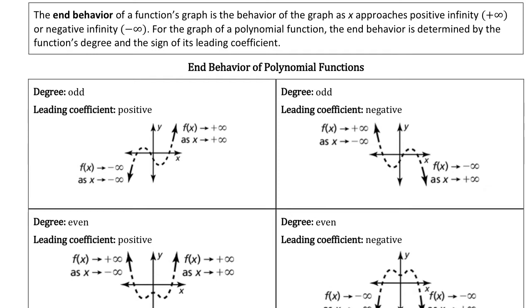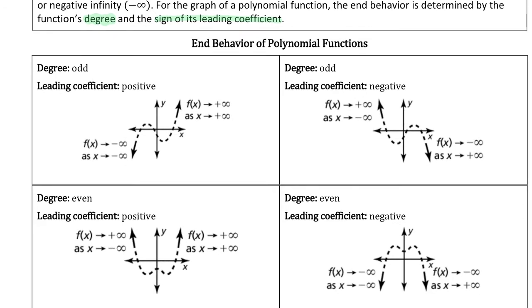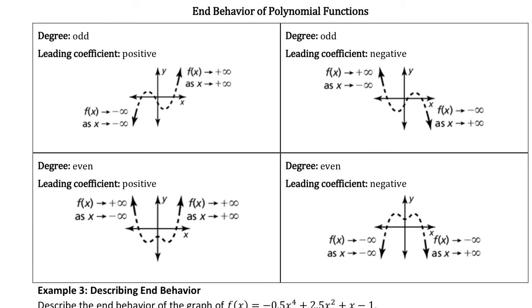So for the graph of a polynomial function, the end behavior is determined by the function's degree. And that's why I was so psyched in the last video about degree. Also, the leading coefficient is another important thing. So knowing that vocabulary is going to be important for describing end behavior. And if you can describe end behavior, that's like the early stages of understanding some calculus. So it's a big concept.